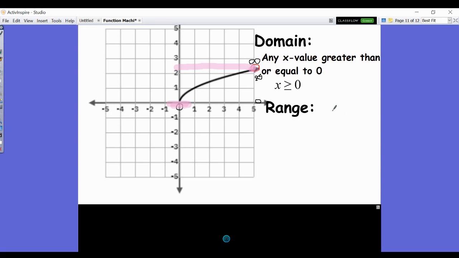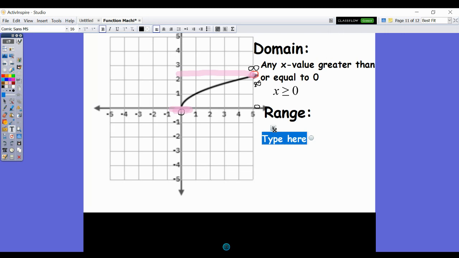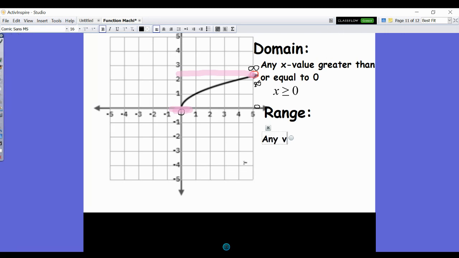So we are talking about our numbers on our y-axis only: 0, 1, 2, 2.5, 3, 4, 5, 6. And because it's range, I'm going to type that out in words. I would say in words, any y value, because it is range, greater than or equal to 0, because that's technically the numbers I was picking.